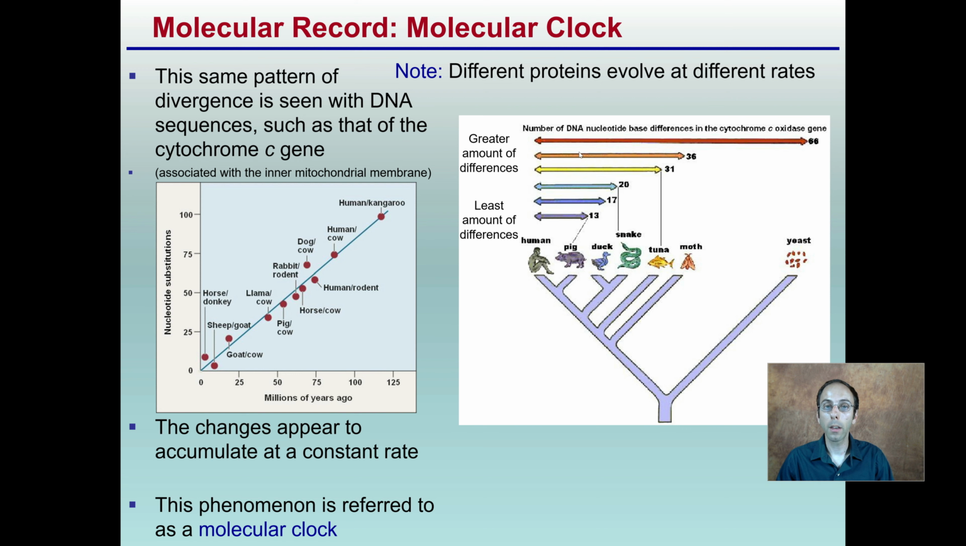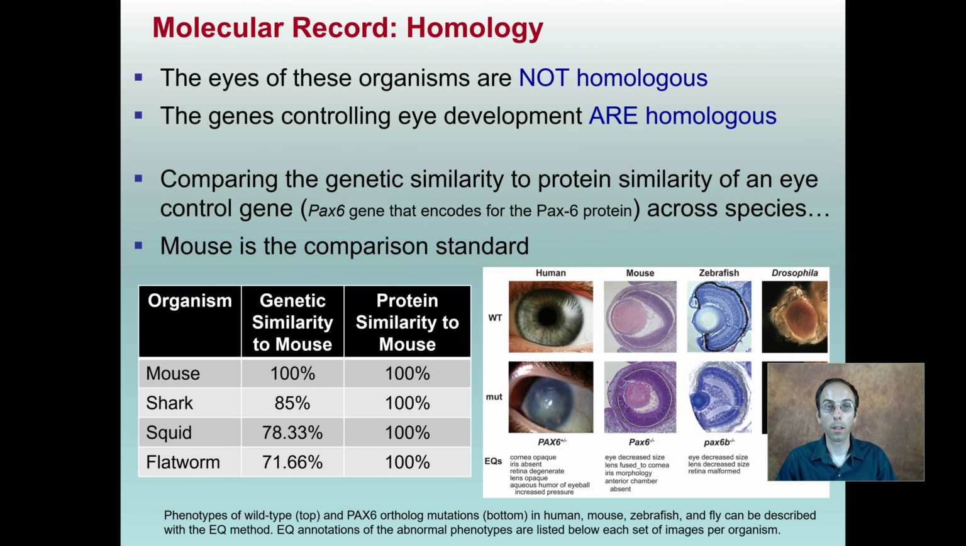So the more complex we have, the least amount of differences compared to the greater amount of differences we have here. So here we have, again, the human, the pig, the duck, the snake, fish, and moss species in yeast. We have this large divergence here. So looking at the molecular clock, the degree of nucleotide substitutions that are occurring over this period of time, we're seeing some sort of consistency to that pattern over a long period of time, indicating this molecular clock.